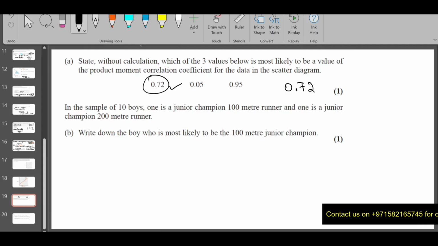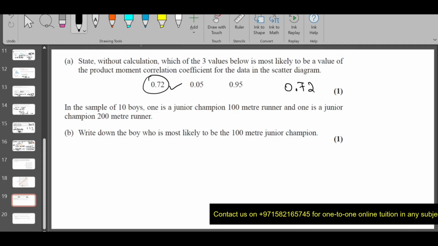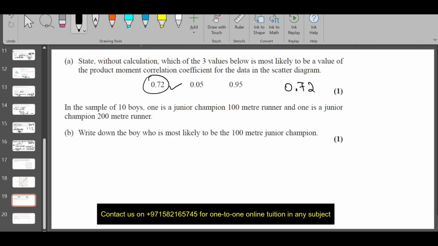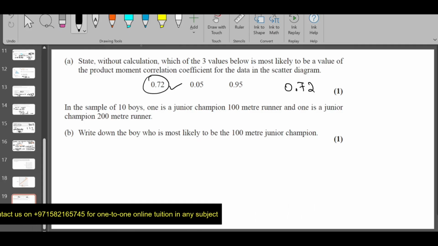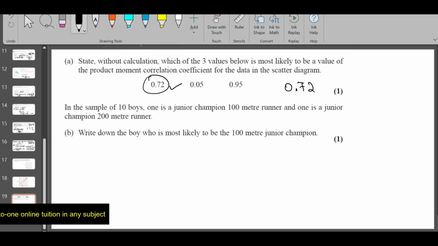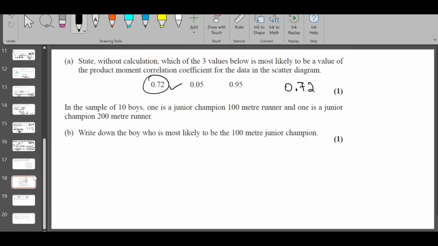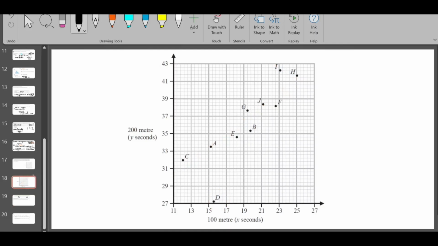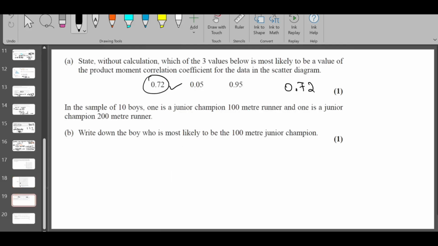Okay. And then part B. In the sample of 10 boys, one is a junior champion 100-meter runner, and one is a junior champion 200-meter runner. Write down the boy who is most likely to be the 100-meter junior champion. This is the time taken by the boys for finishing the 100-meter race, right? So the champion is the one who has taken the less time. So definitely C is the one who took less time. So C is the champion for the junior 100-meter race, so you can just write C here.